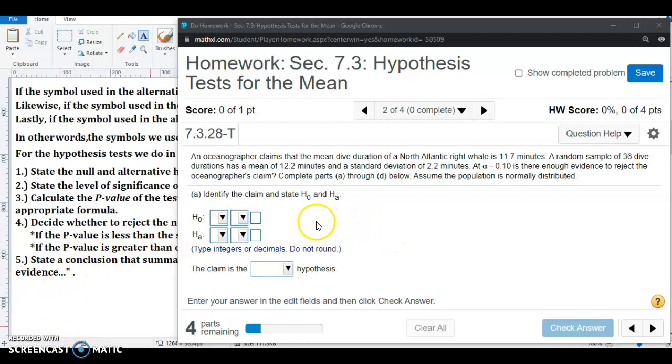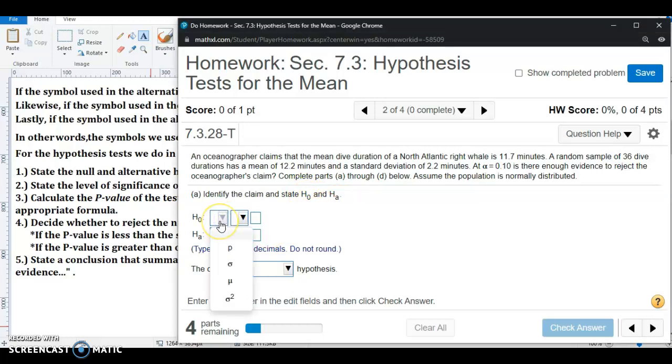We're first going to identify the claim and state the null and alternative hypotheses. The parameter that we're testing here is the population mean. It says in the first sentence, an oceanographer claimed that the mean dive duration of these whales is 11.7 minutes. So the key word there is mean, meaning that the symbol we use is the one for the population mean, which is the Greek letter mu. So that's going to be the same for both the null and alternative hypotheses.